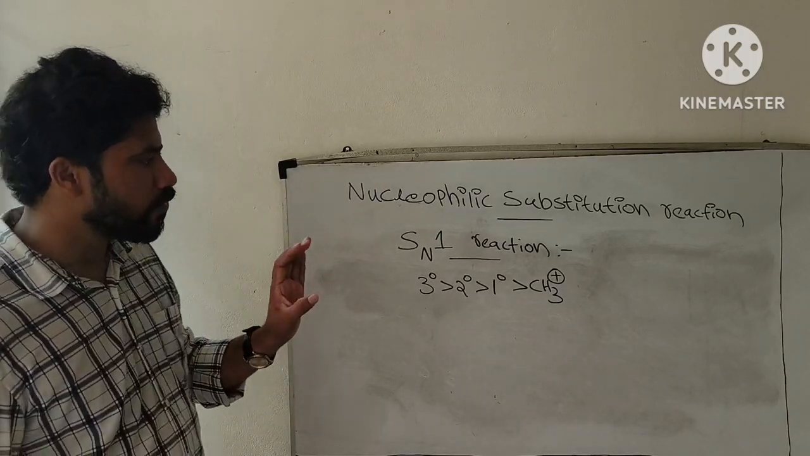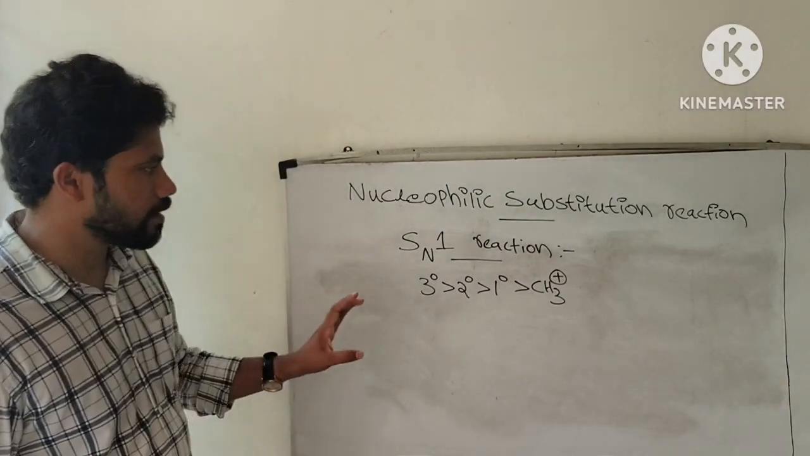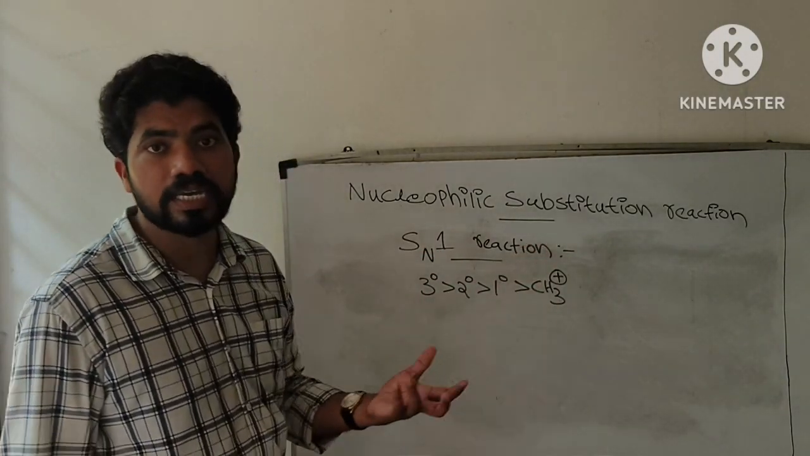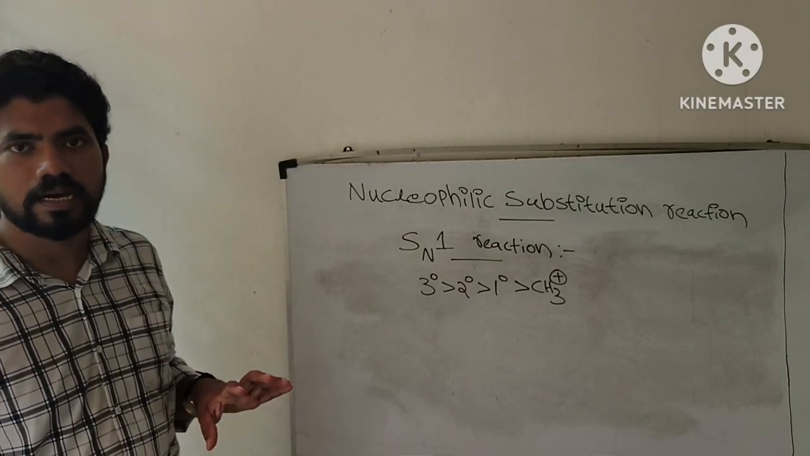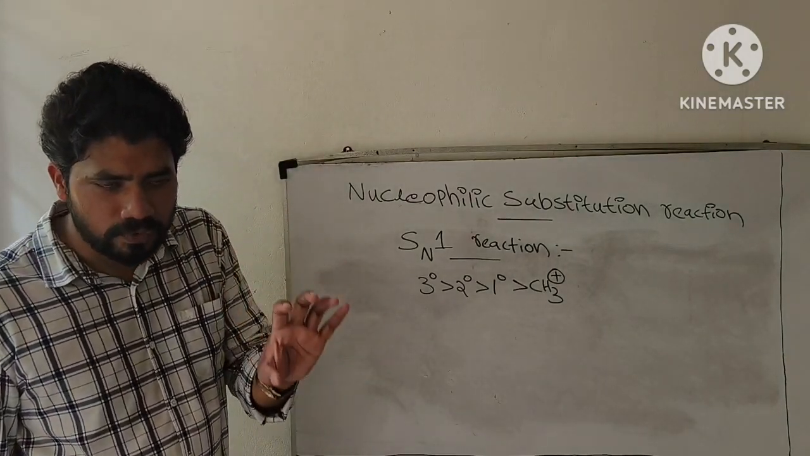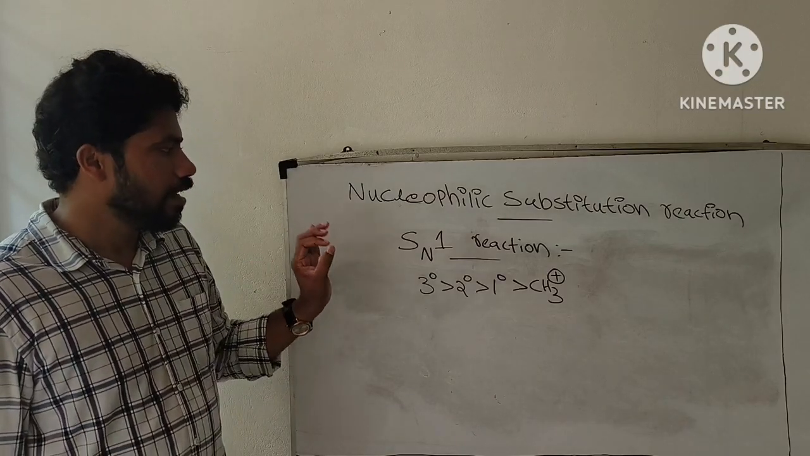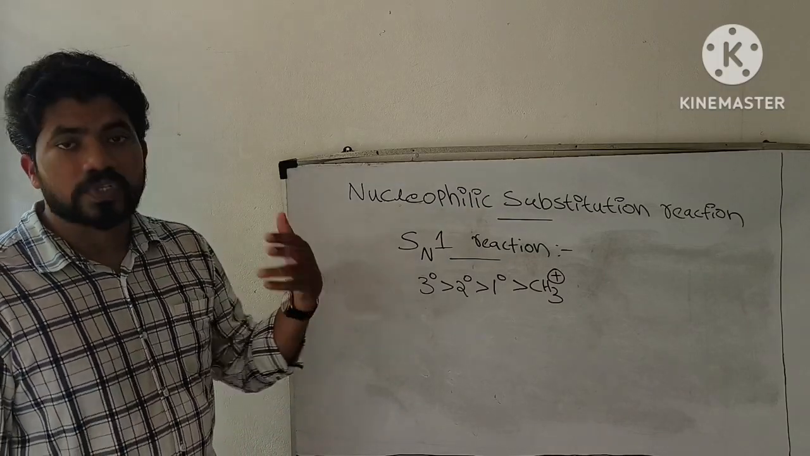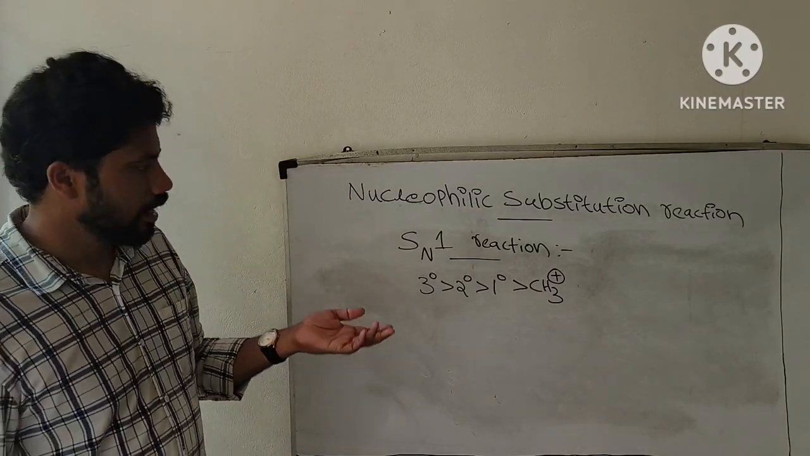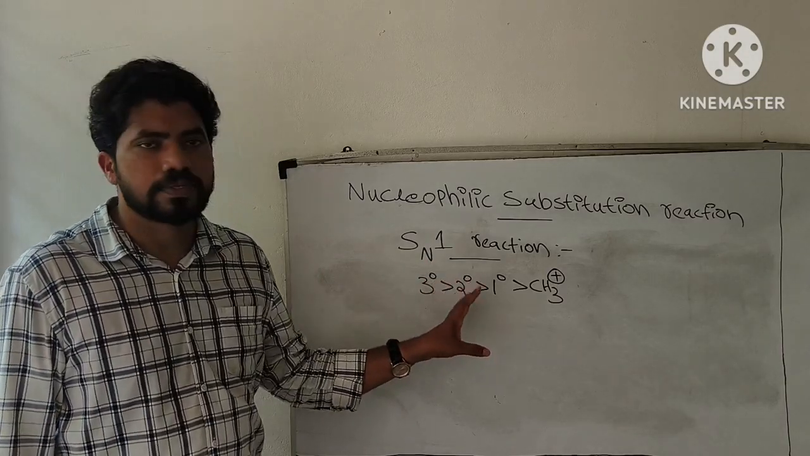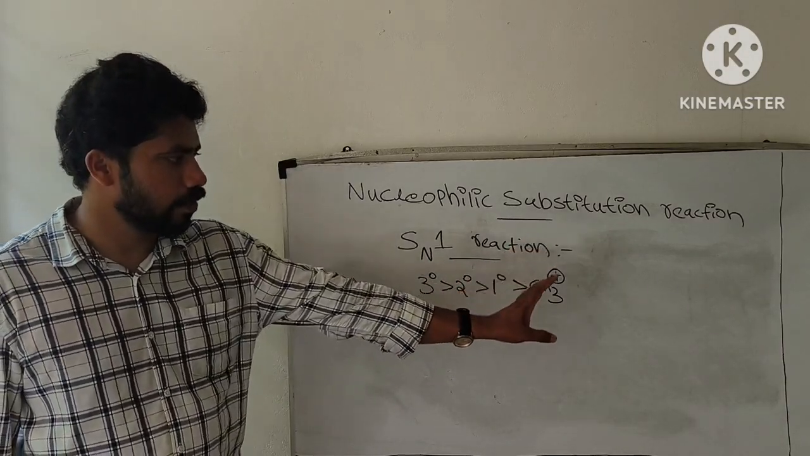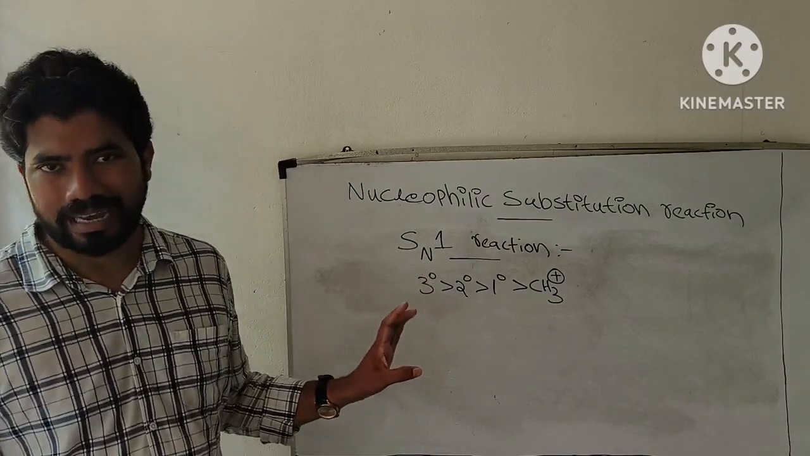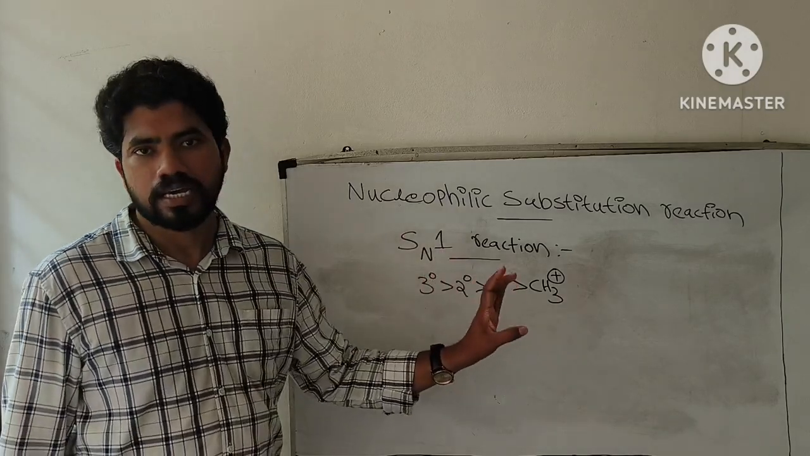Okay, so the order of reactivity of SN1 reaction is tertiary greater than secondary greater than primary greater than CH3 plus. Why? Because of the first step, the rate determining step, formation of carbocation, where you can see tertiary butyl carbocation is easily formed because of its stability. Then we have secondary, then primary, then methyl carbocation. So this is the order of reactivity of alkyl halide towards SN1 reaction.